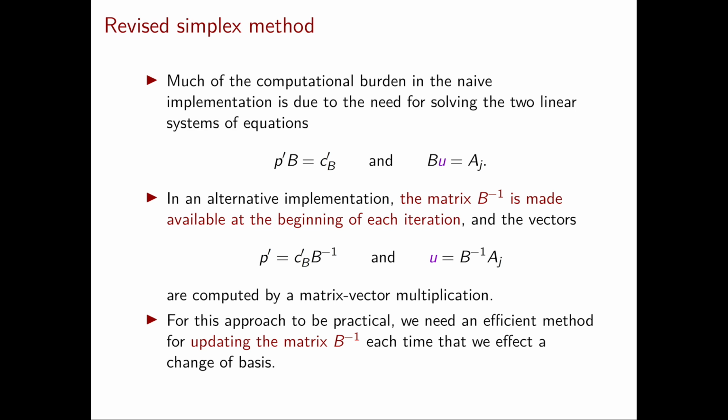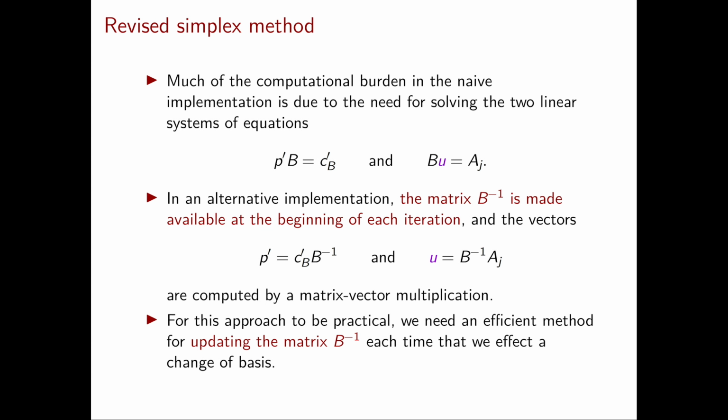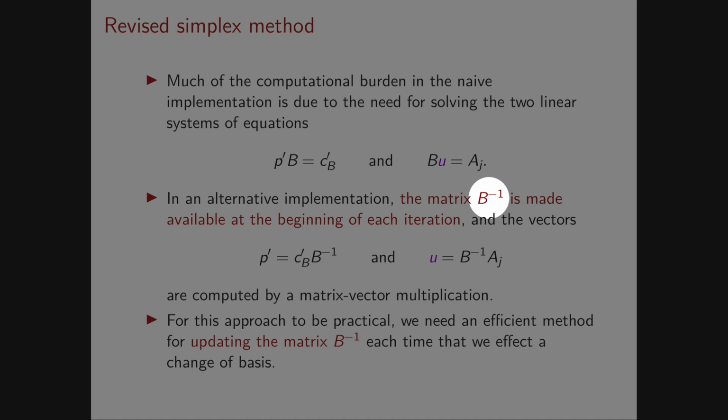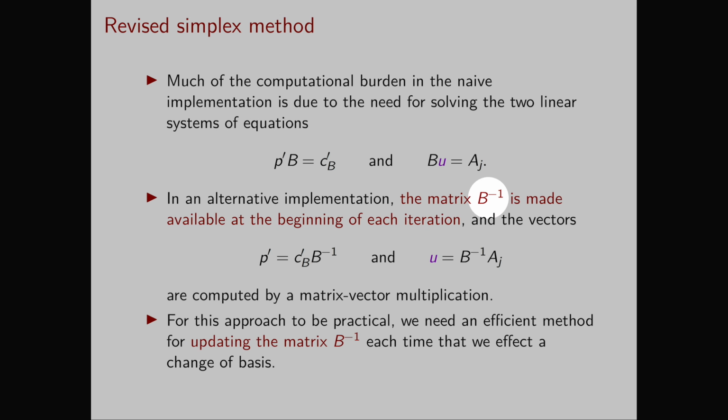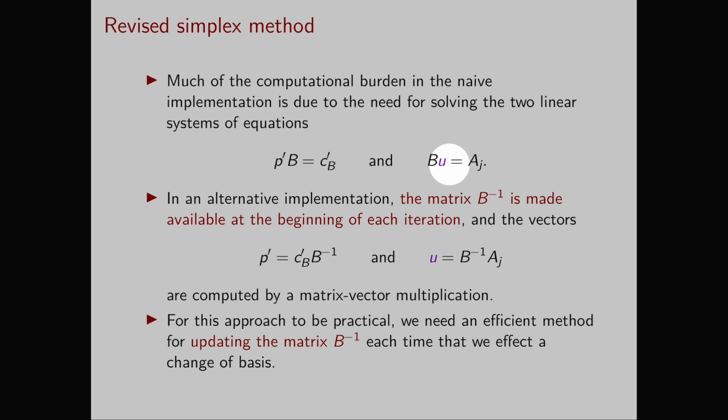The main idea behind the revised simplex method is to notice that in both these systems, the matrix B plays a key role. In fact, if we had available the matrix B inverse, then we could compute both vectors P and U much more quickly.